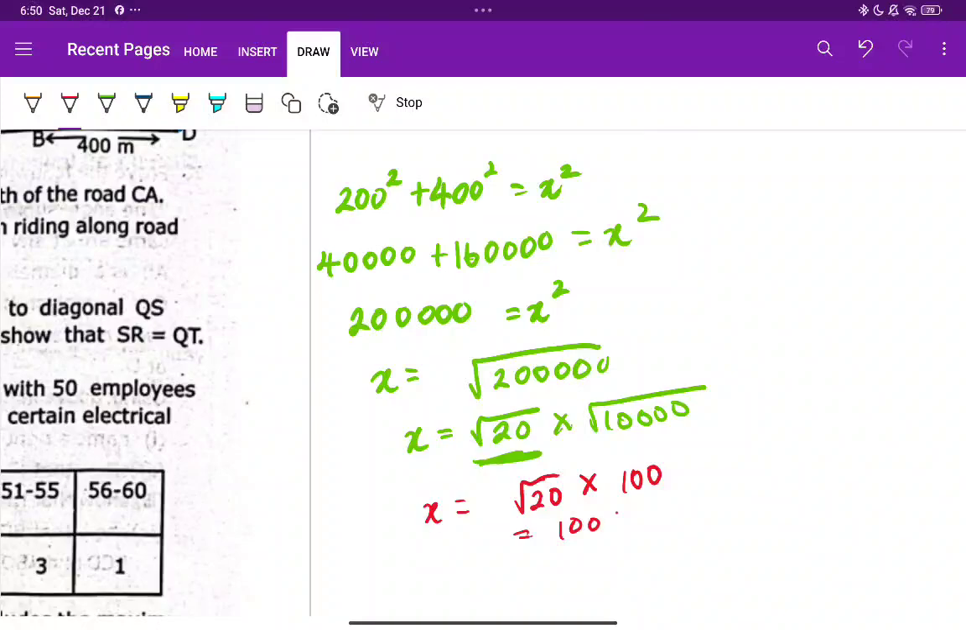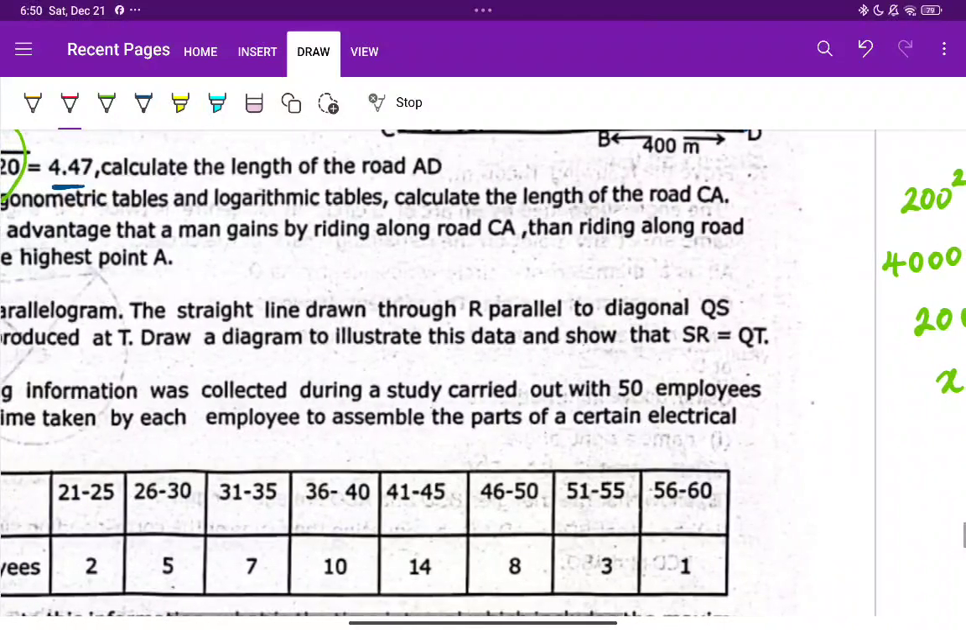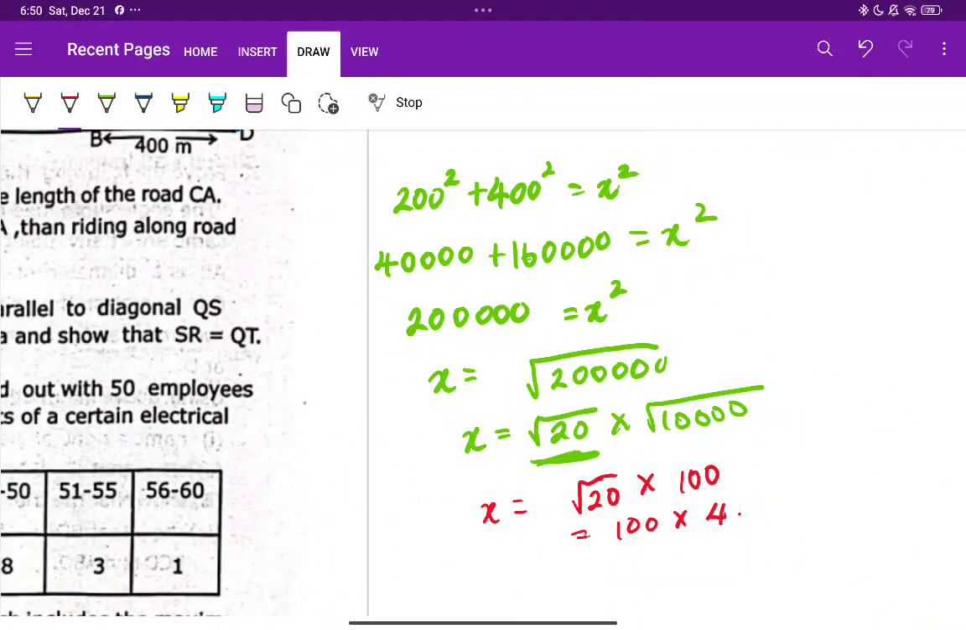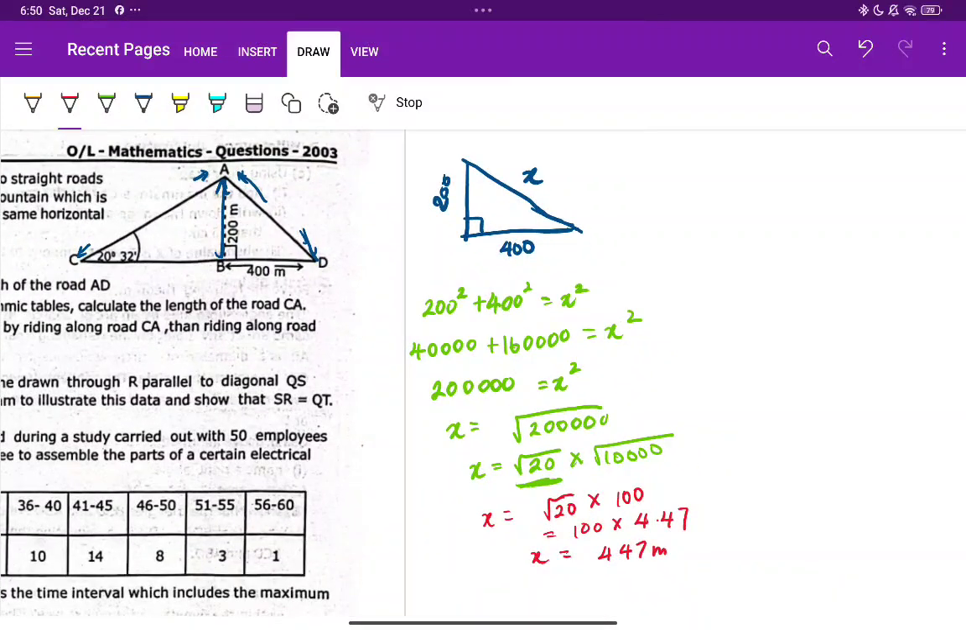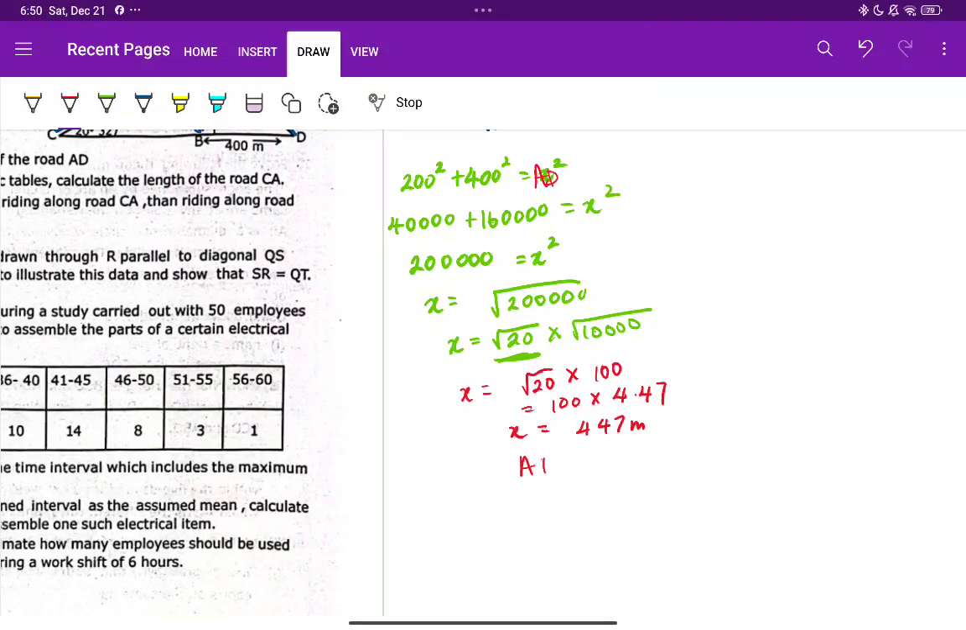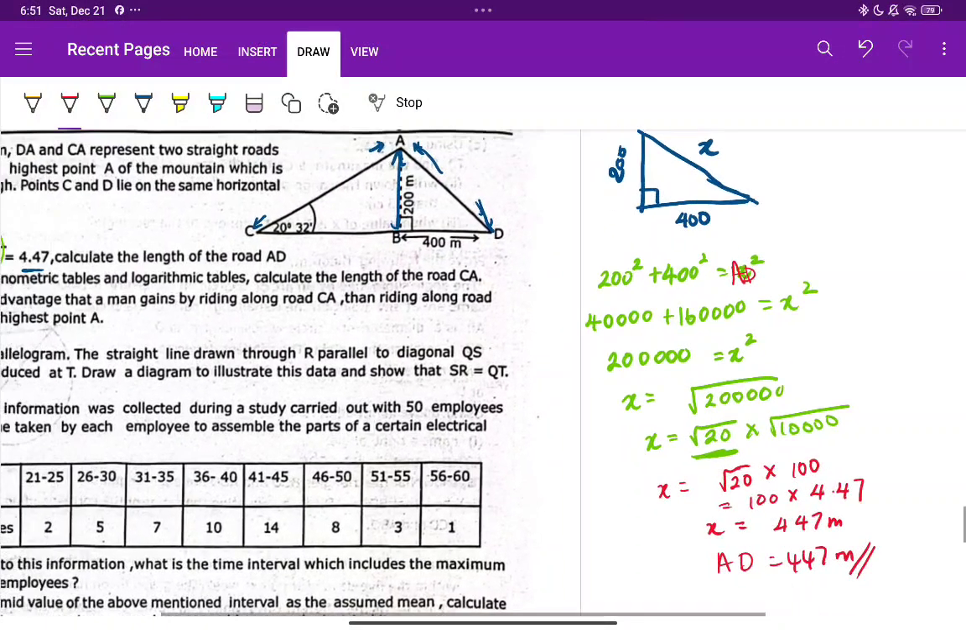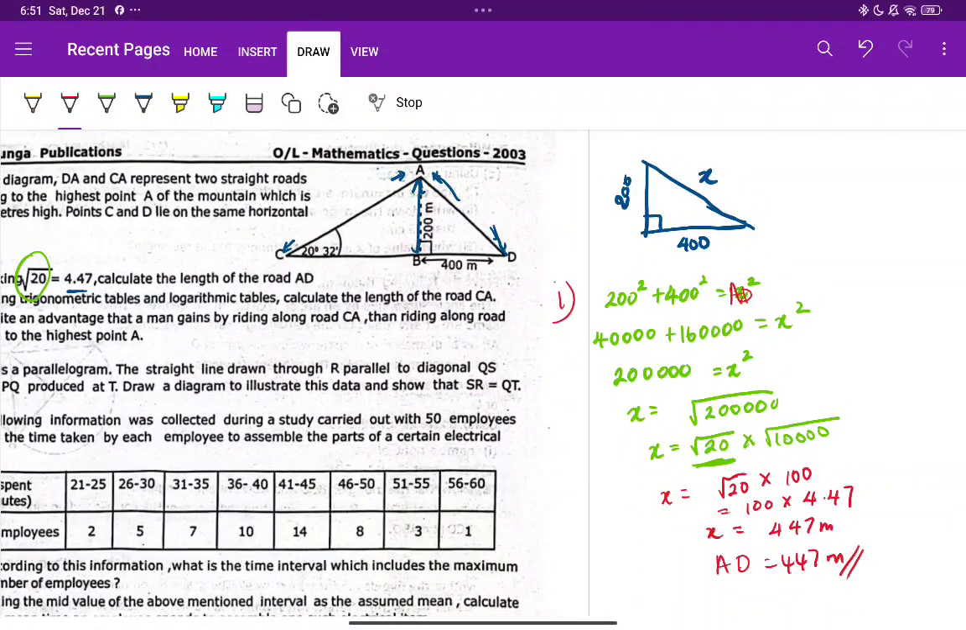So 100 times root 20, which is 4.47, and the answer would be 447 meters. That's the length of AD. So we could have used the term AD here itself, or else finally we should write AD is equal to 447 meters. Okay, that's the end of Roman number 1.